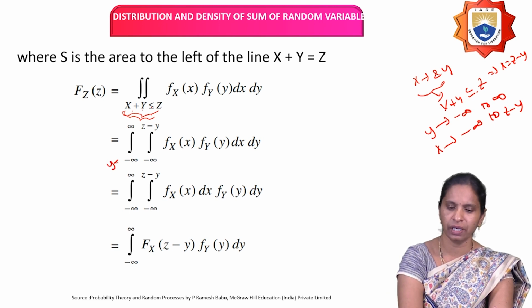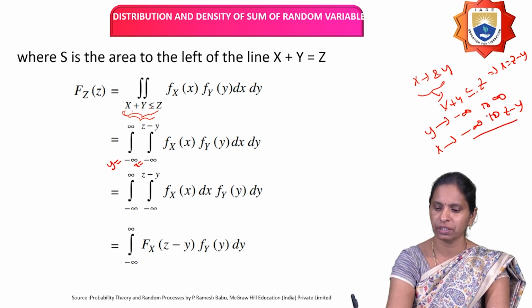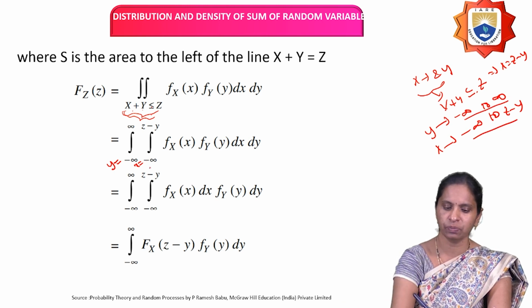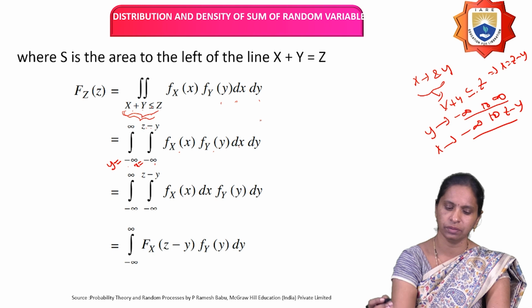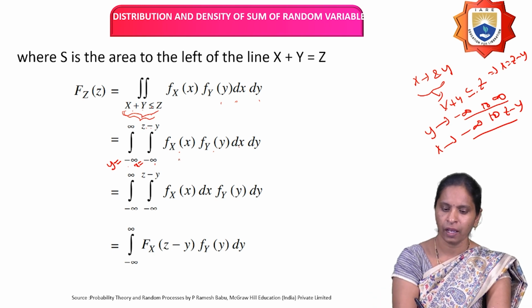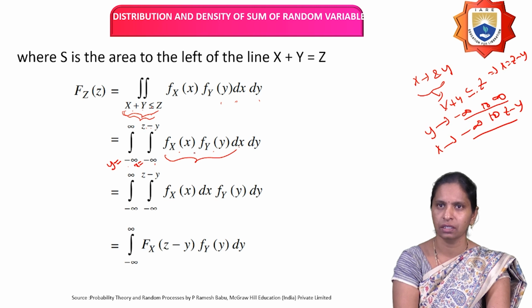Therefore, what are the limits of y here? Minus infinity to infinity. And the limits of x are minus infinity to z minus y. Therefore, my x1 is minus infinity, my x2 is z minus y, and here my y1 is minus infinity and y2 equals infinity, of fx of x into fy of y dx dy. Now, I can rewrite this equation as fx of x dx into fy of y dy.